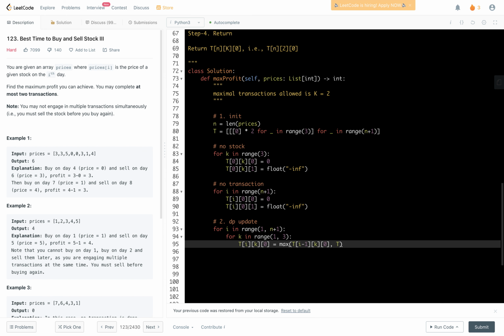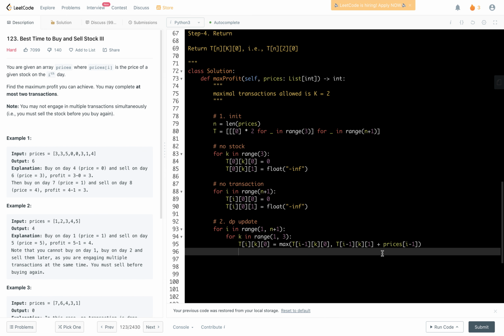And then we do another thing: at the end of day i-1 we have a stock, and at this day we are going to sell the stock. If we sell the stock, we gain something, that is prices i-1. Notice that we are using indexing from 1 to n, so the ith day has price like this. So this is the update for t i k 0.